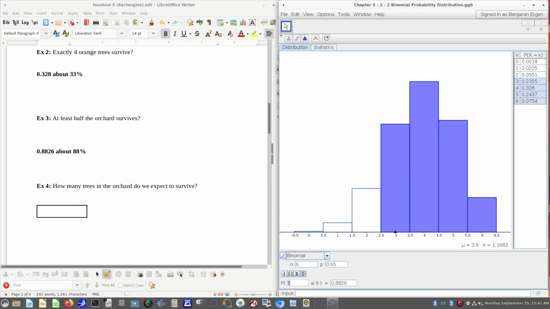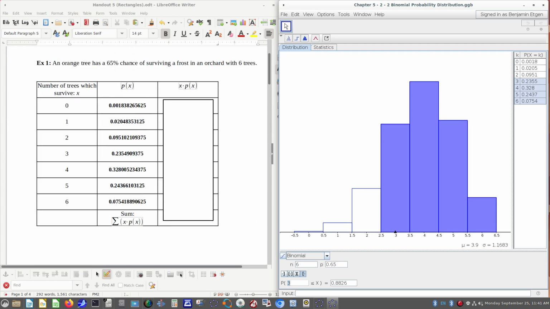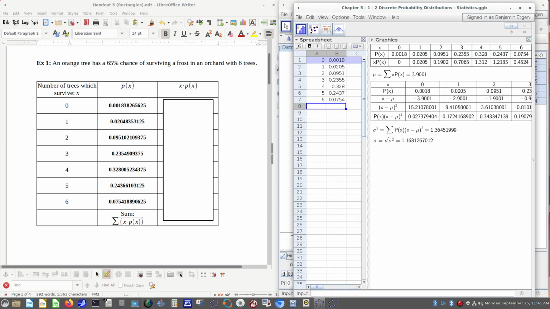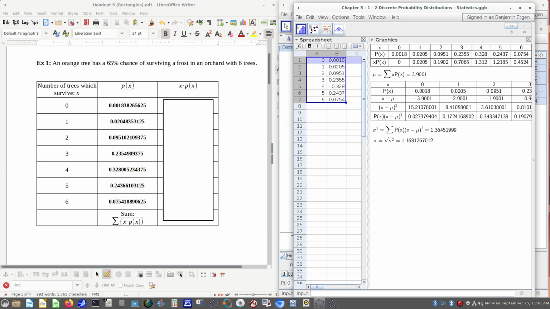Now it asks how many trees in the orchard do we expect to survive? So let's go back up to that table and complete it. To do that, let's copy this data out of the binomial distribution, and let's go to a discrete probability distribution for the statistics, and let's paste that information in. And when we do so, we can see that the mean is 3.9001.